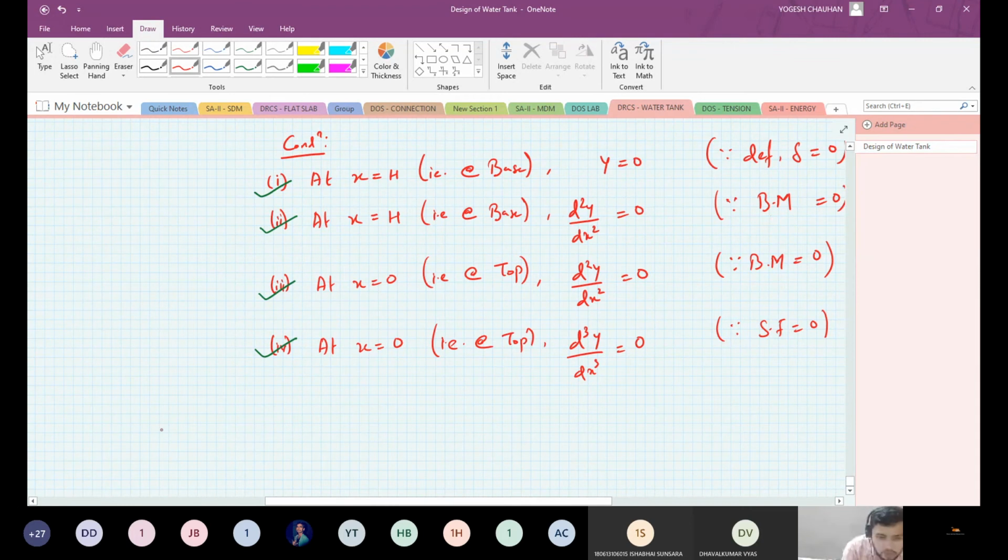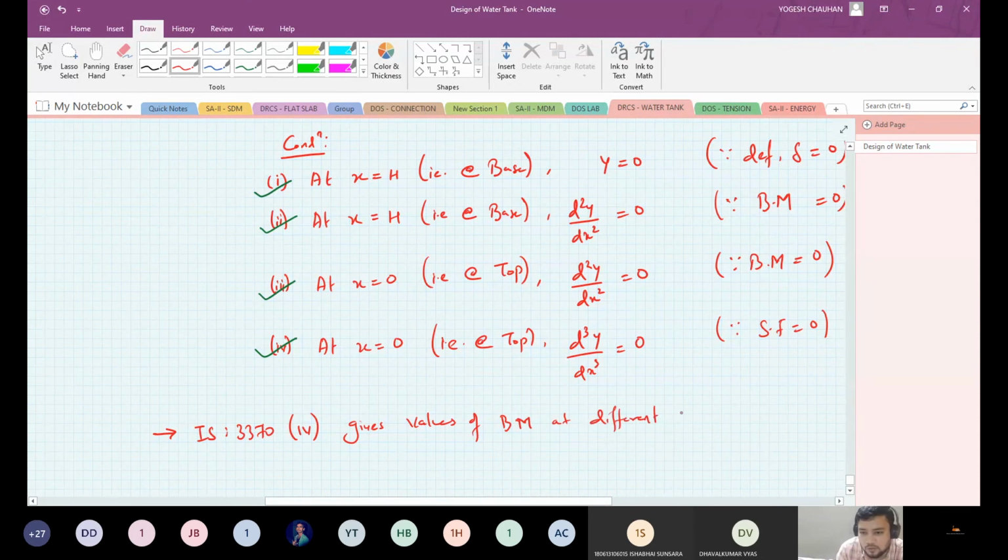Now, IS 2370 part 4 gives values of bending moment at different heights at any height x. Right? These are based on the elastic curve, based on the theory of elastic curve.